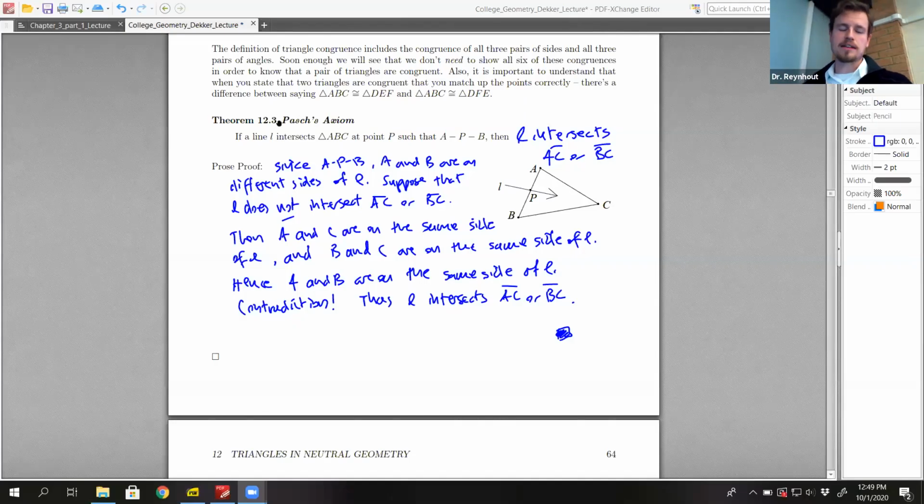What I suspect is that Pasch didn't realize that what he was stating could be proven. To state it, and so he called it an axiom. And someone else probably came along and said, well, we can actually prove that, making it a theorem instead of an axiom. I suspect that's what happened. But that is a fantastic question.